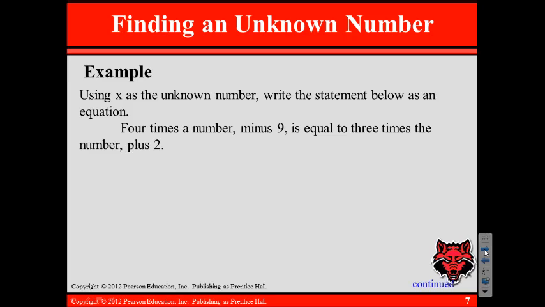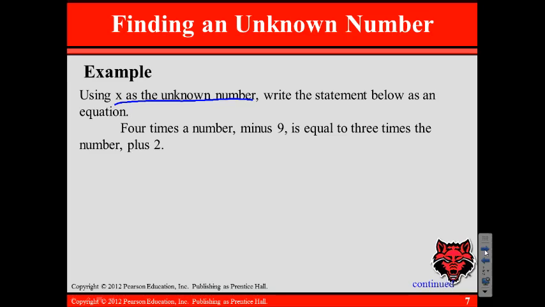Let's try another example. Now here we are told we want to use x as the unknown number. So we're not trying to get fancy with the unknown. We're told it needs to be x. Using x as the unknown number, write the statement below as an equation. Now here, it's important to note that we are not told to solve the equation. We just want to set up the equation. 4 times a number minus 9 is equal to 3 times the number plus 2.